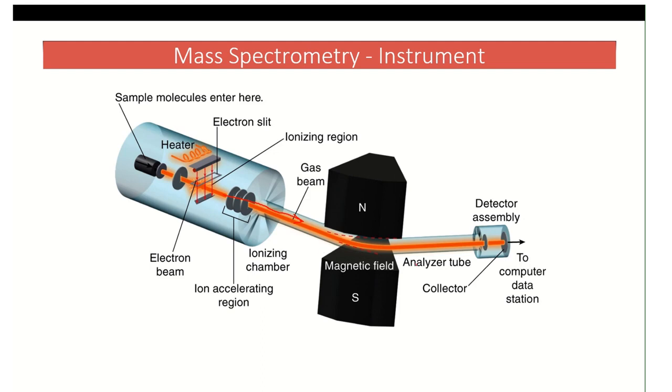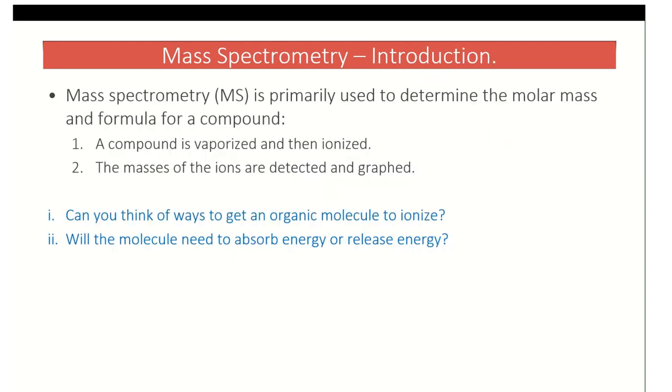The deflection that occurs is determined by the mass over charge, and it's kind of hard to get a +2 charge in mass spec. Usually we get a +1 charge, so most of these peaks are due to the mass of those fragments. So the compound is vaporized and ionized, and then the masses of the ions are detected and graphed.